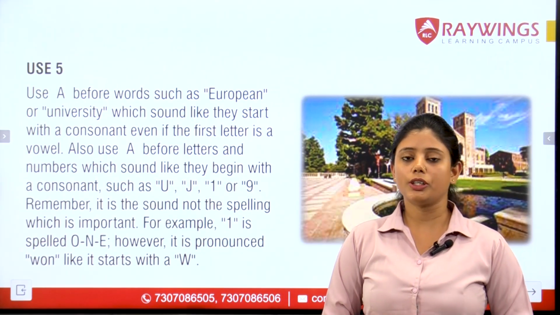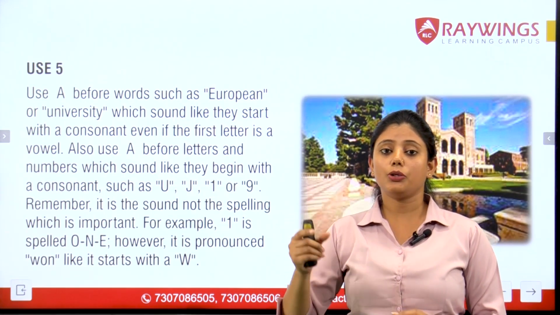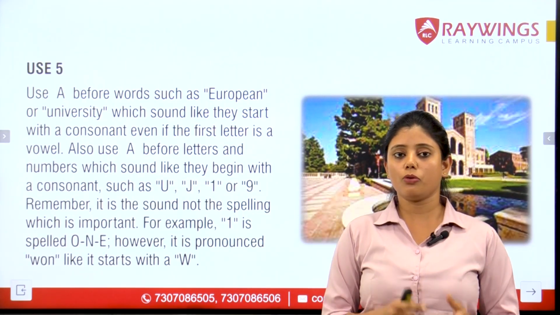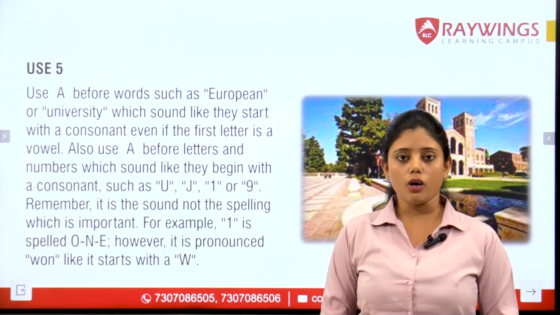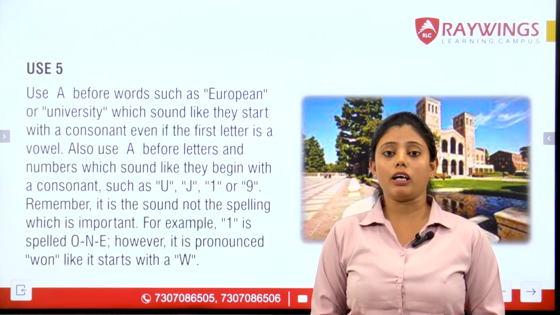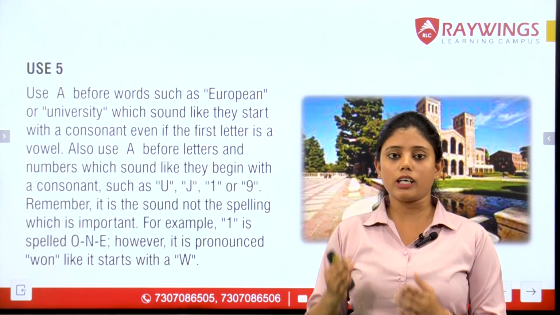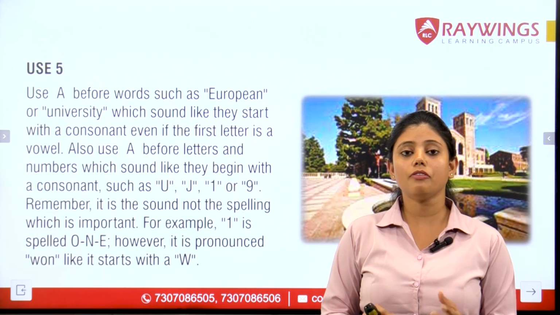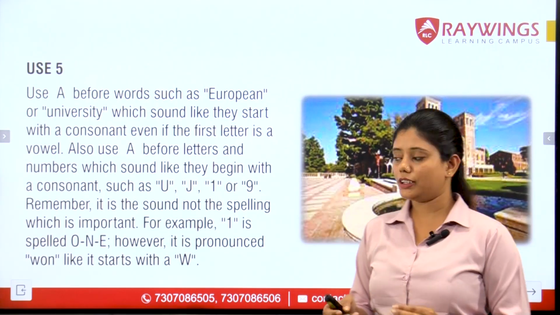How am I pronouncing the word European? The first sound that is coming is Y. European. So that's why always remember we are not going to use article an before it, although it looks like it is starting with a vowel, but it is actually not. Therefore, remember to use article a before such words. It can be "one". How are we pronouncing the word one? O-N-E. The spelling is starting with a vowel, but it actually is not starting with a vowel, the sound is of a consonant. So remember to use article a before it.